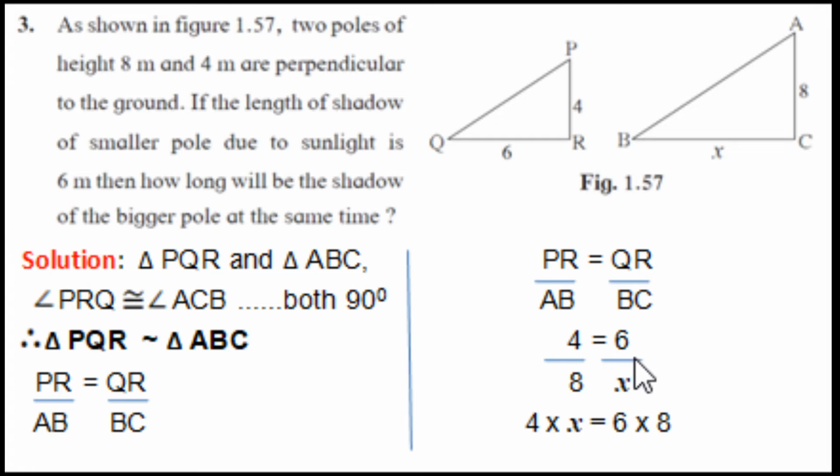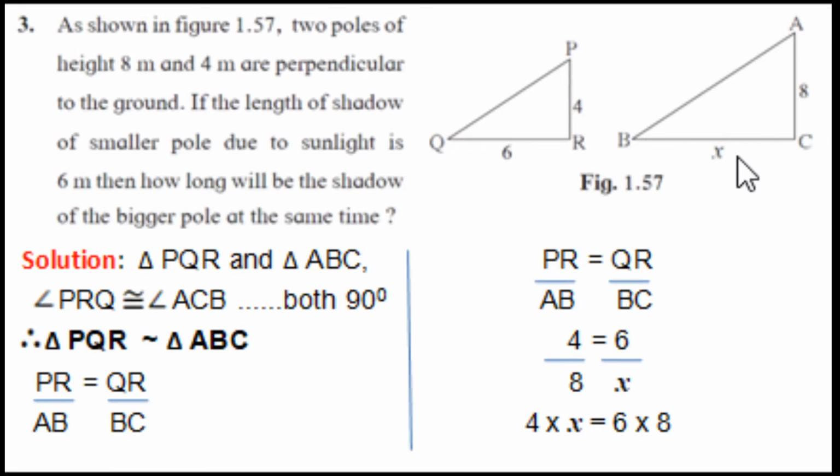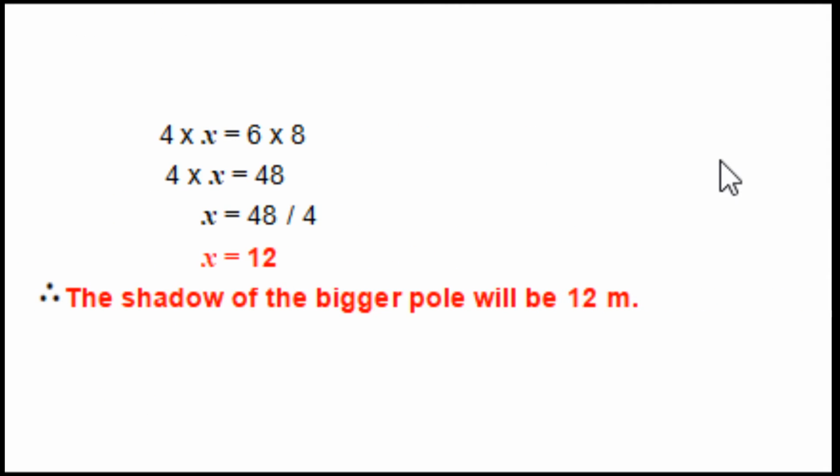Put the values. 4 upon 8 is equal to 6 upon x. Cross multiplying, 4 into x is equal to 6 into 8. So 6 eights are 48. 4 into x is 48, so x is equal to 48 divided by 4. So the value of x is 12. Therefore the shadow of the bigger pole will be 12 meter at the same time.